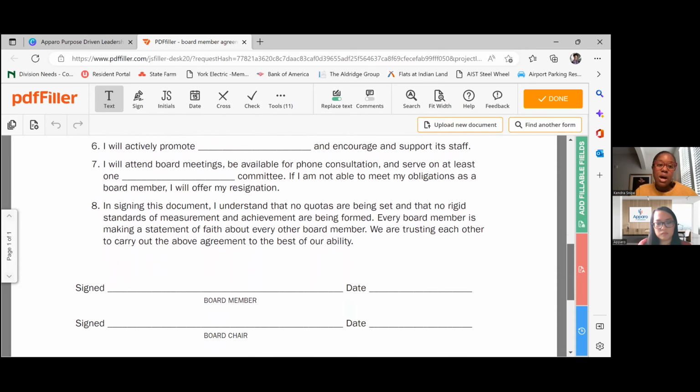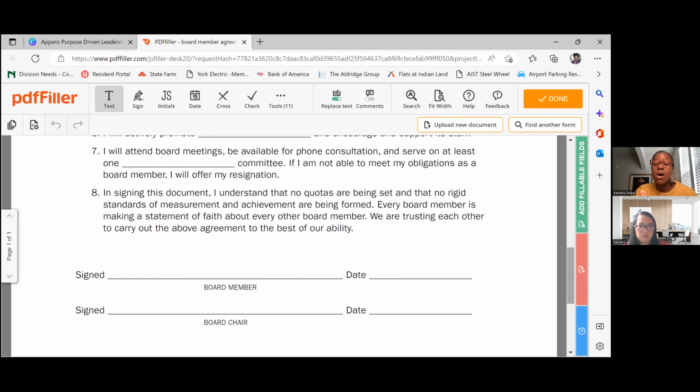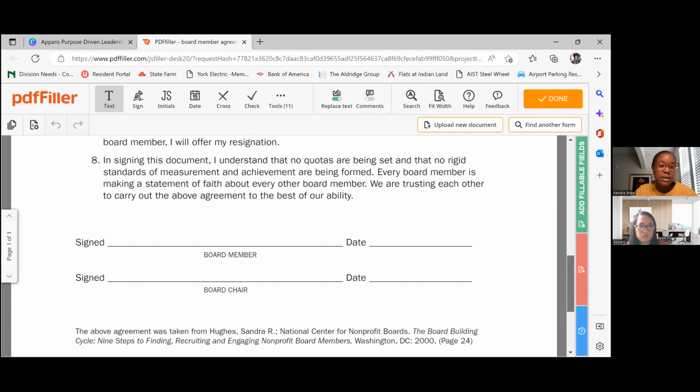So there are some conflicts in that way, but just make sure that you are very clear about the number of board meetings that they have to attend. What are your exemptions? How many phone calls? Things have changed a lot with being able to jump on Zoom or Teams. So be very specific in your bylaws so that what you're asking them to agree to is aligned with what's in the bylaws.